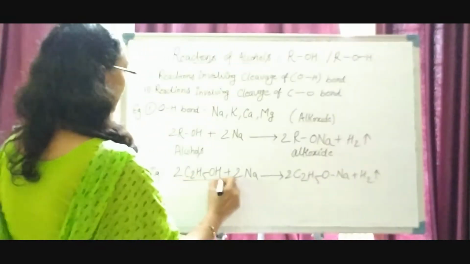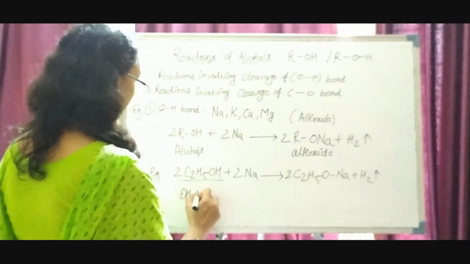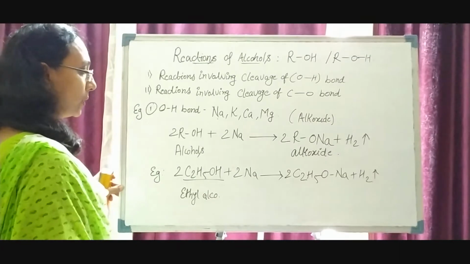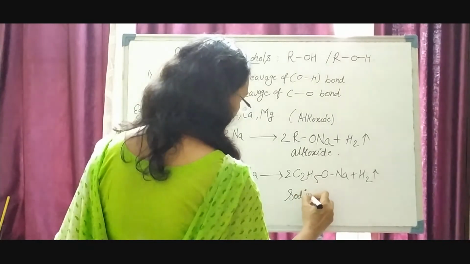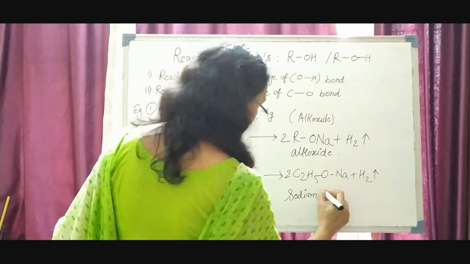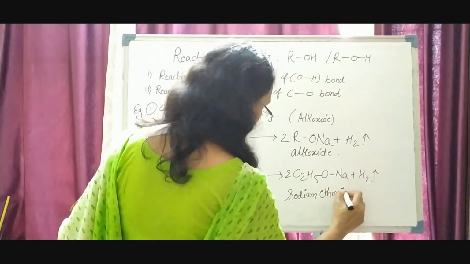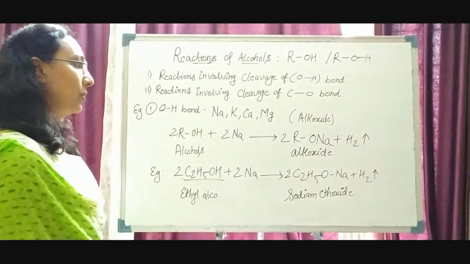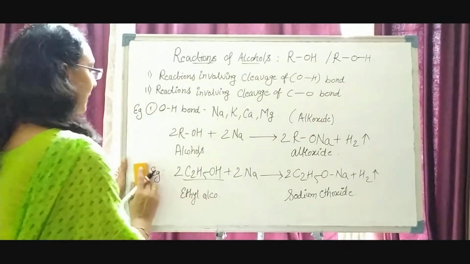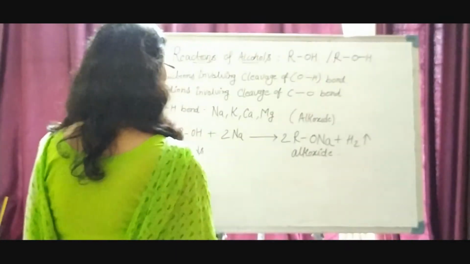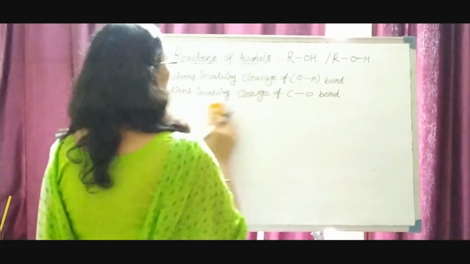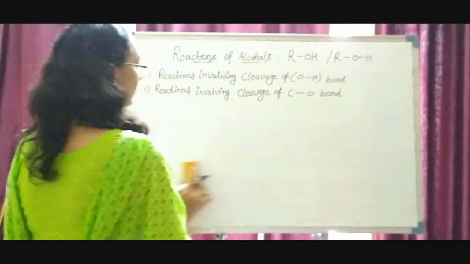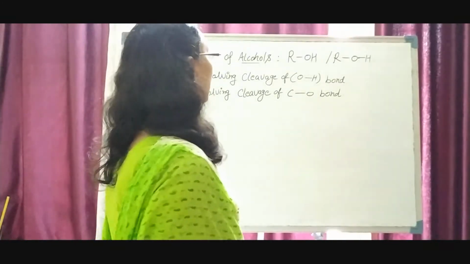Okay, which alcohol is this? Ethyl alcohol with sodium metal. Which alkoxide is it giving you? Sodium ethoxide, since C2H5 is ethyl, with the liberation of hydrogen. Is it clear? These are the examples of cleavage of the OH bond.